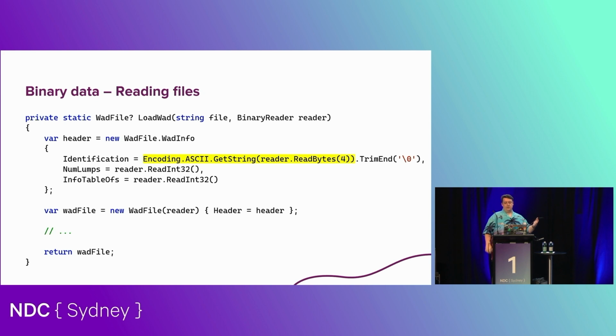So IWAD means it's an internal/core WAD file, which is the Doom game itself. And a PWAD is a patch WAD. So Doom already supported modding, so you could mod the game if you wanted to.